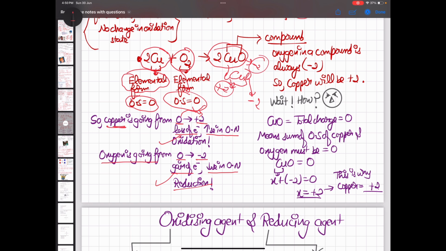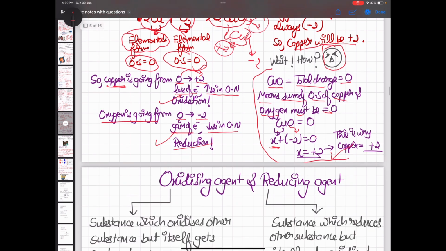Alright. So if you are not sure how copper is +2, I've given you the explanation here as well. Copper oxide total charge is 0, meaning the sum of oxidation states of copper and oxygen must be 0. Copper I am not aware of, so I am taking copper as X. Oxygen we are very well aware, oxygen is -2. Total should be 0, so X is +2. This is how we got copper as +2.